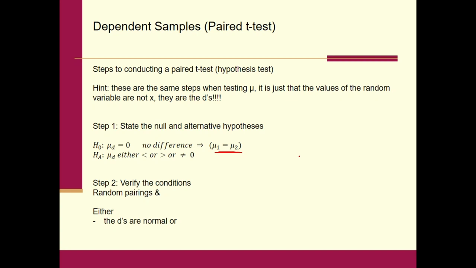Now, when we were just testing mu, remember what this was? This was just that either the x's are normal or n was greater than or equal to 30, but x isn't our random variable anymore. What's our random variable? The d's. And so that's why we either need the d's to be normal or we need n to be greater than or equal to 30.